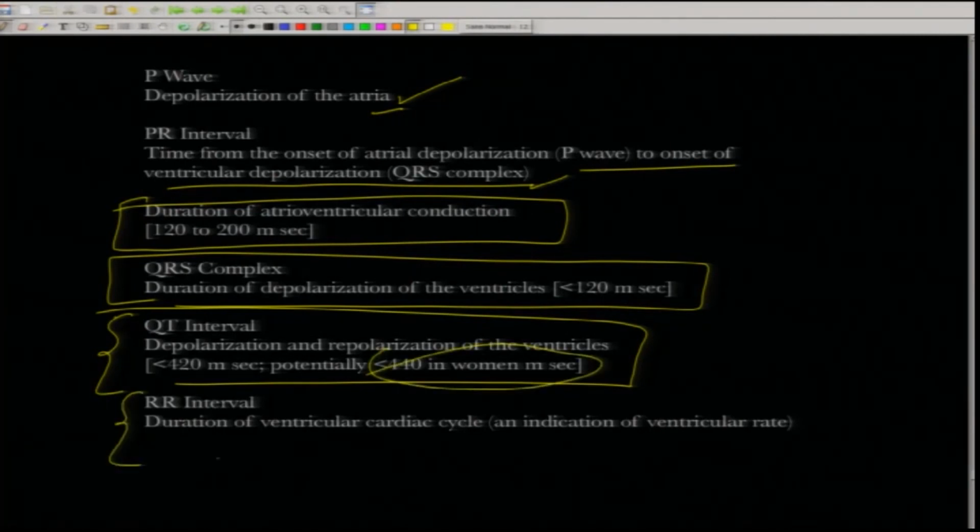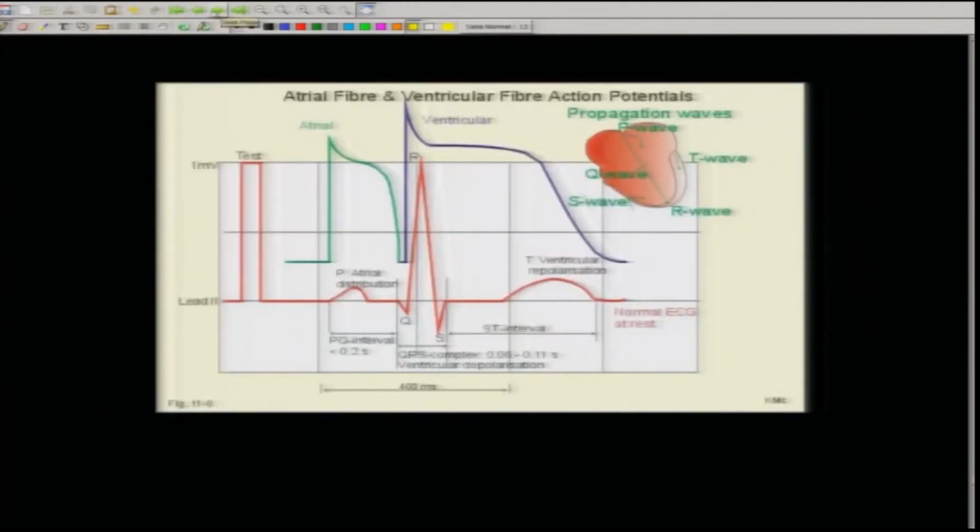And then the RR interval, the duration of the ventricular cardiac cycle and an indication of the ventricular rate. So this is how you can correlate the two different action potentials of ventricular and atrial cardiomyocytes and the ECG trace.